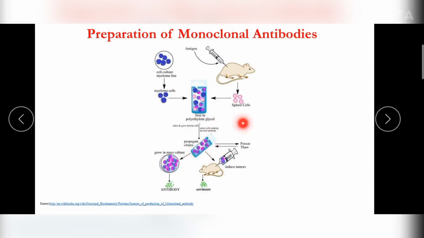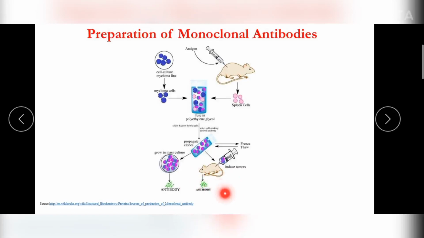These hybridoma cells will have the feature of the spleen cells, that is the production of antibodies, and the feature of the cancer cells, that is the ability to proliferate enormously, that is indefinite cell multiplication. So later when these hybridoma cells are injected into the mouse, they have the capacity to produce monoclonal antibodies.